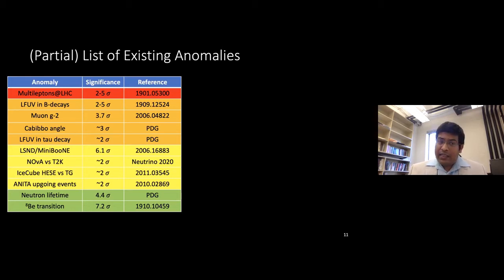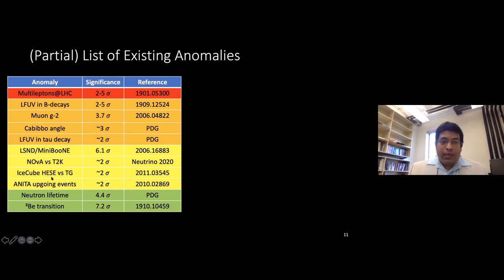And then there are these other anomalies in the CKM sector. There's a CKM universality problem. Well, the CKM unitarity problem. So for the Cabibbo angle, I think there's some anomaly at the 3 sigma level there. And then there's also some lepton universality in the tau case, and there are again something like 2 sigma anomalies.